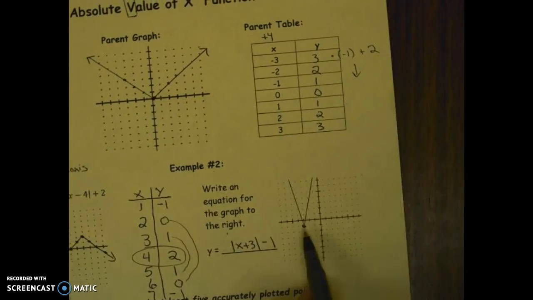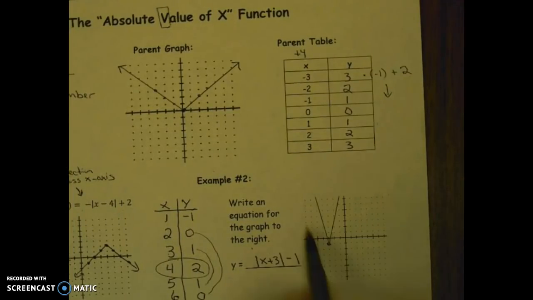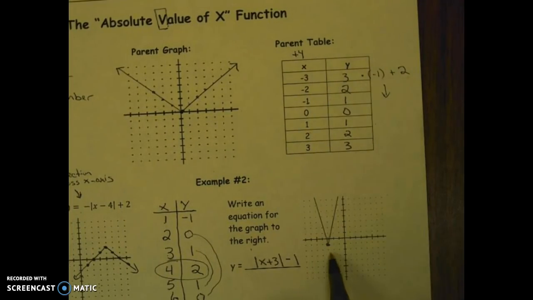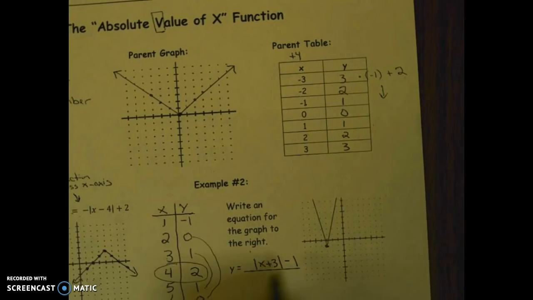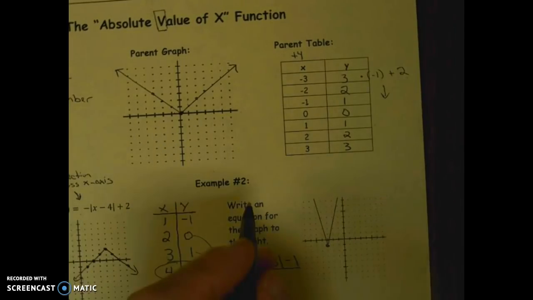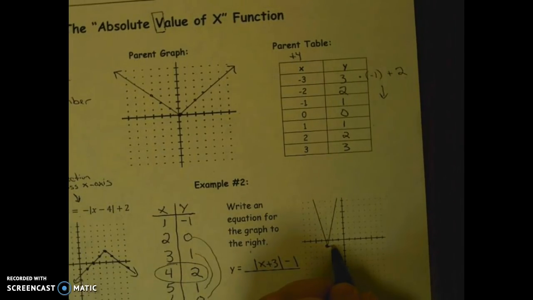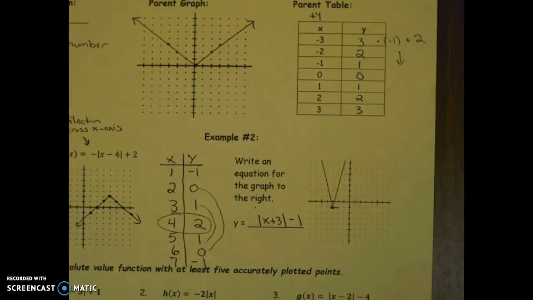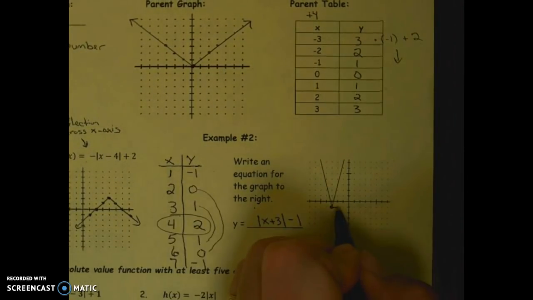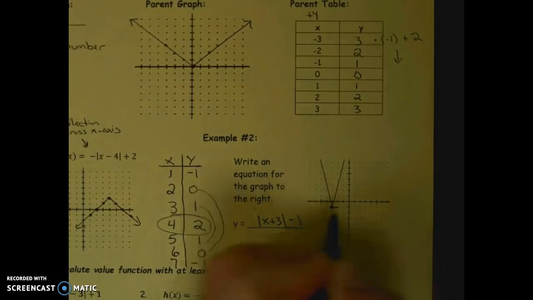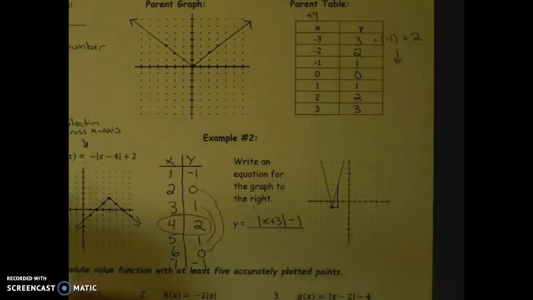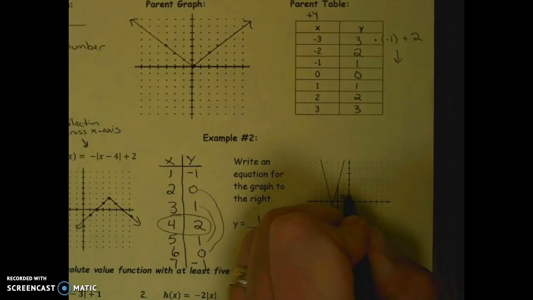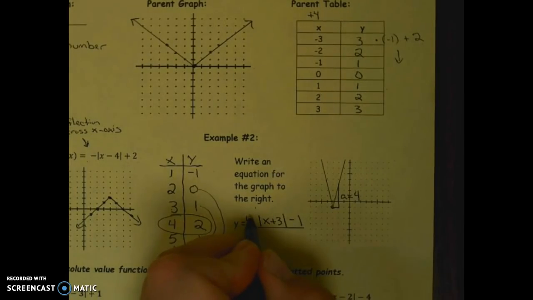Now you may notice that this graph has a vertical stretch. It's been stretched compared to this one. So what is that stretch value? Well, if you go over 1 unit from the vertex, you can figure out the stretch by counting up to the graph. So if we count up to the graph, 1, 2, 3, 4. Okay, your A value in this case is going to be 4.